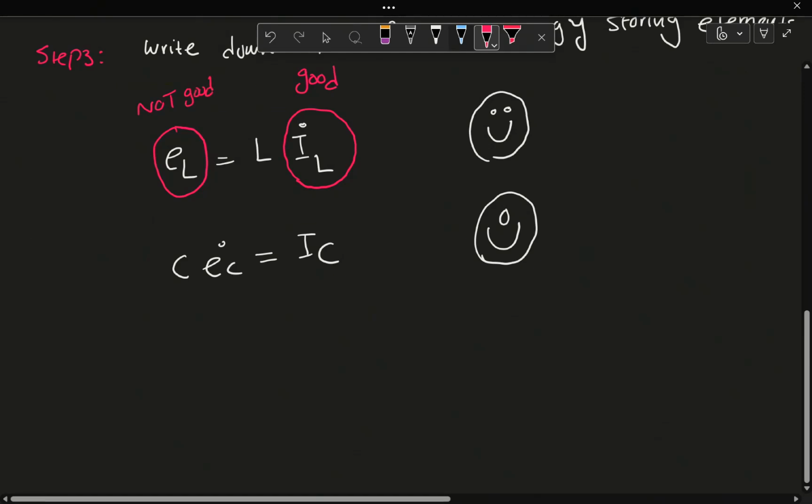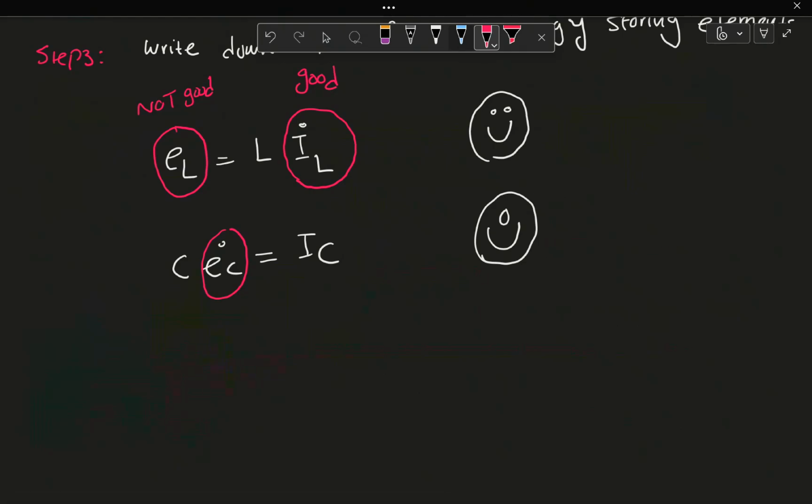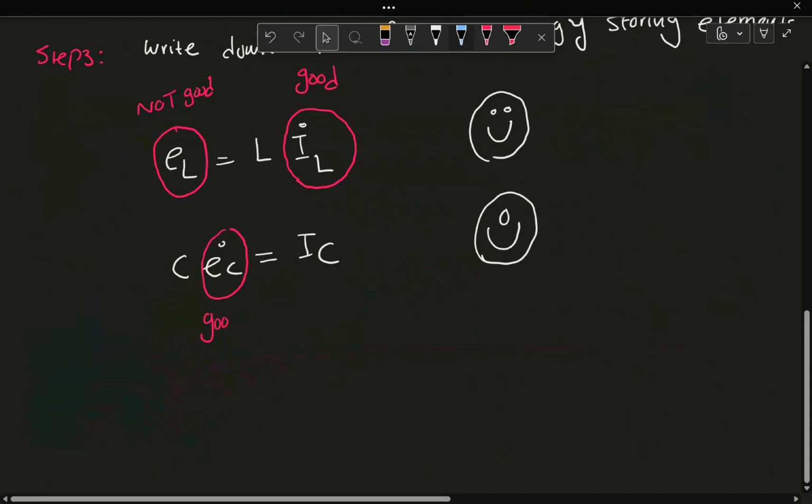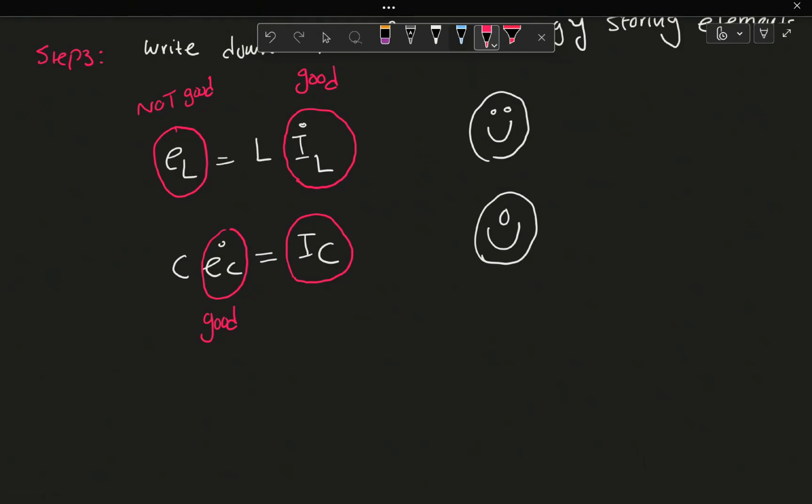Similarly, E dot C in equation Cyclope is the time derivative of my dynamic variable. It's a good term. And at last, IC is not my dynamic variable. It's not my input. It's not a good term.